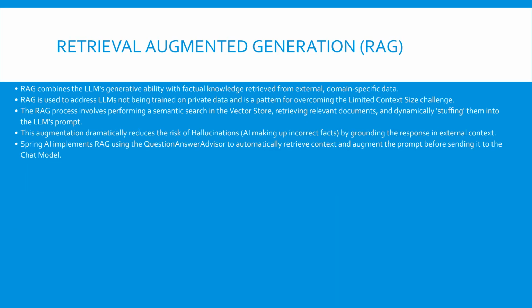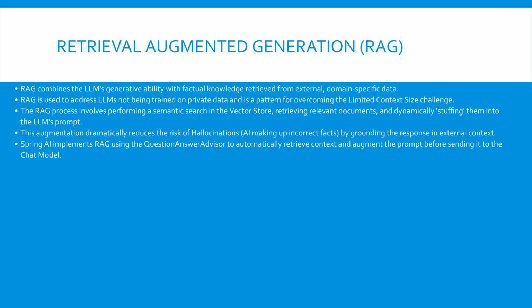RAG, which stands for Retrieval Augmented Generation, is one of the most important patterns for enterprise AI development. LLMs are smart, but they are not trained on your company's latest documents or private data. The RAG pattern solves this by giving the AI access to external knowledge. Here is how it works.